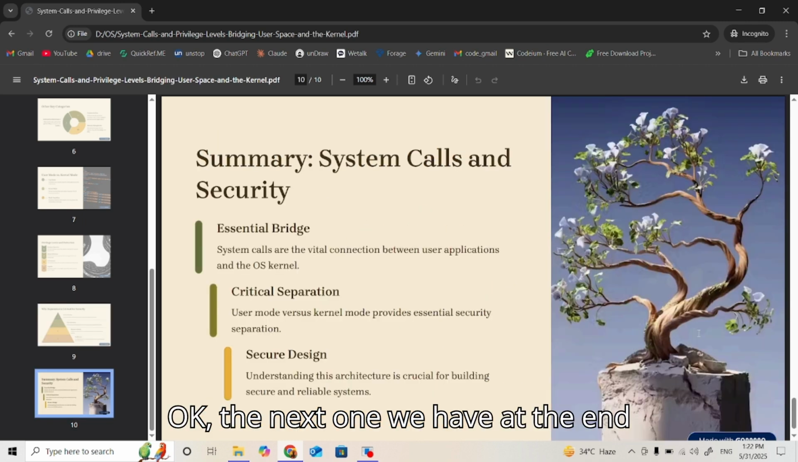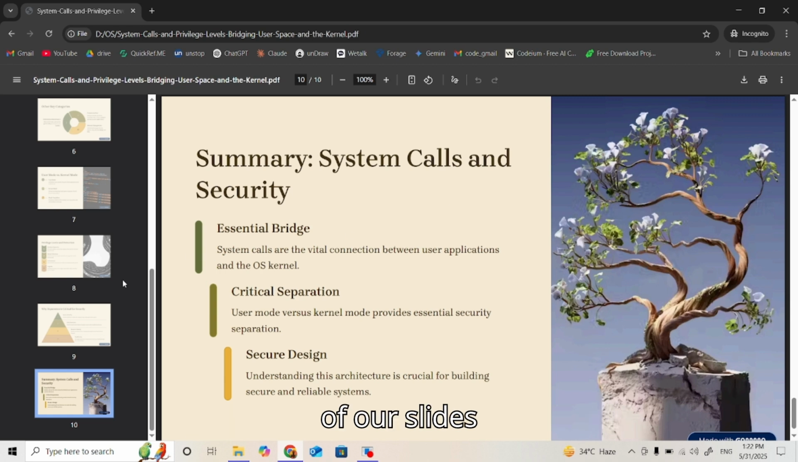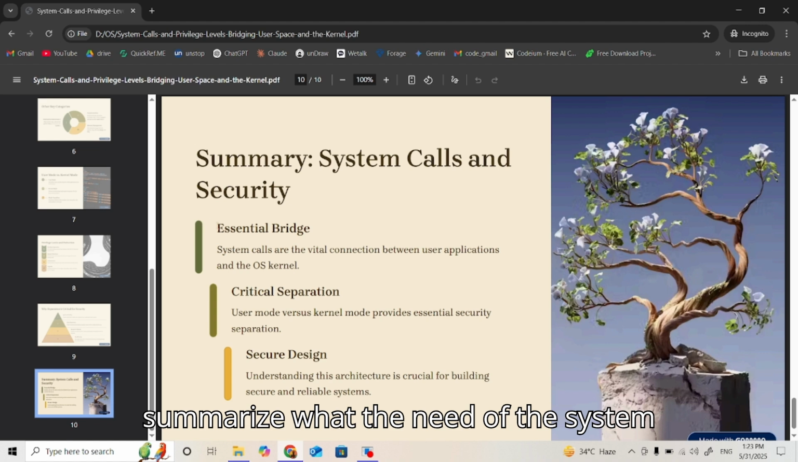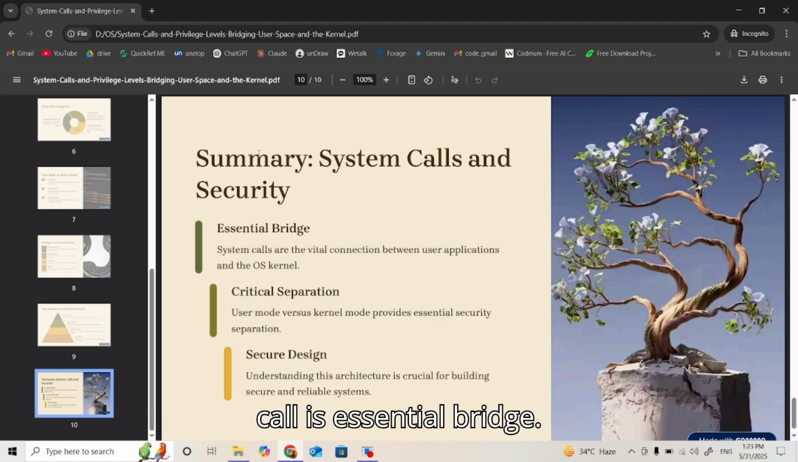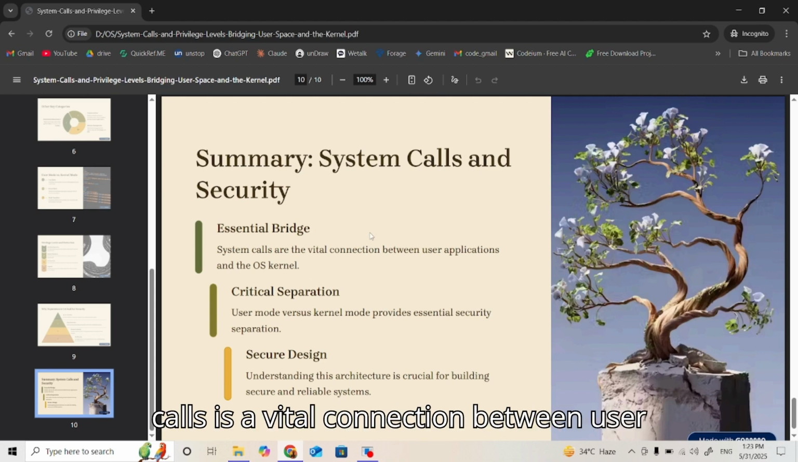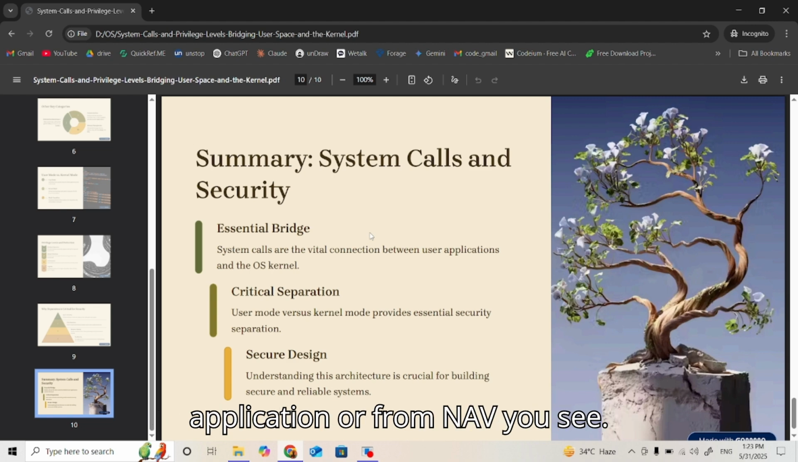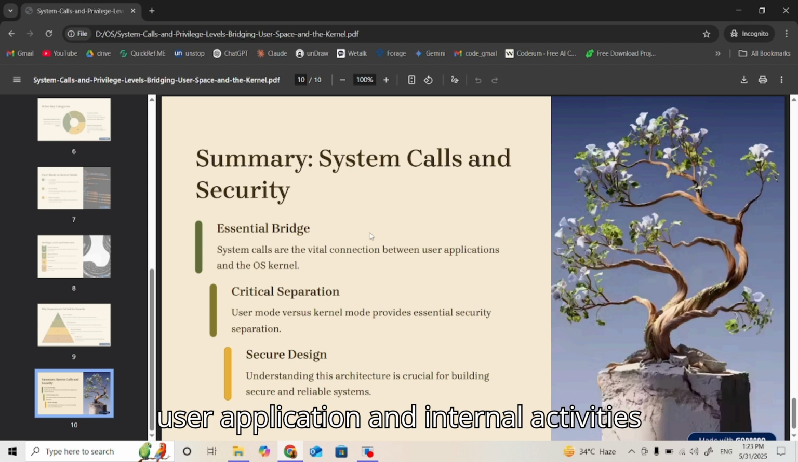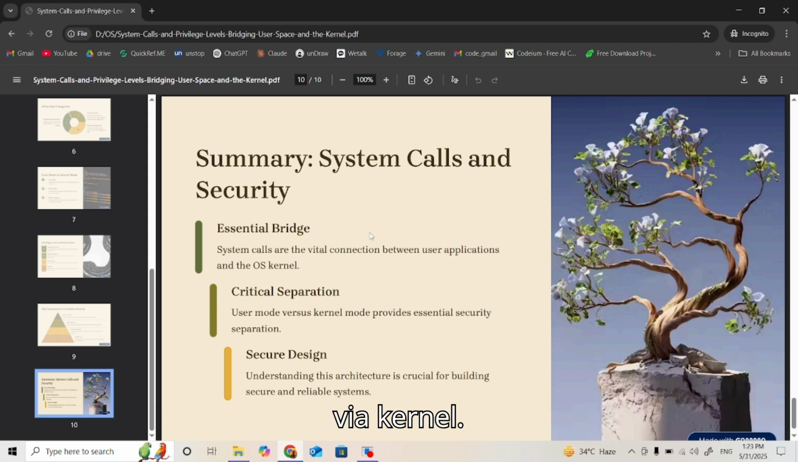Okay, the next one is at the end of our slides, and the last is system calls and security. Let me summarize what the need for system calls is. Essential bridge: system calls are a vital connection between the user application and internal activities via the kernel.